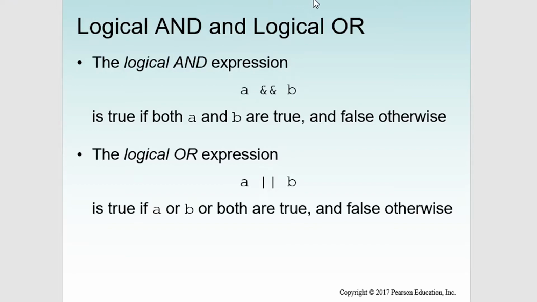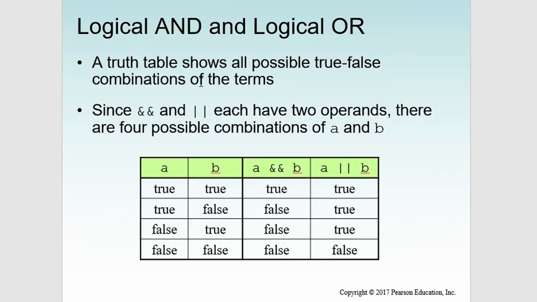Logical and, or. A logical and expression, A and B, is true if both A and B are true and false otherwise. A logical or expression, A or B, is true if A or B are true and false otherwise. A truth table shows all possible true-false combinations of the terms. Since and, or each have 2 operands, there are 4 possible combinations of A and B.